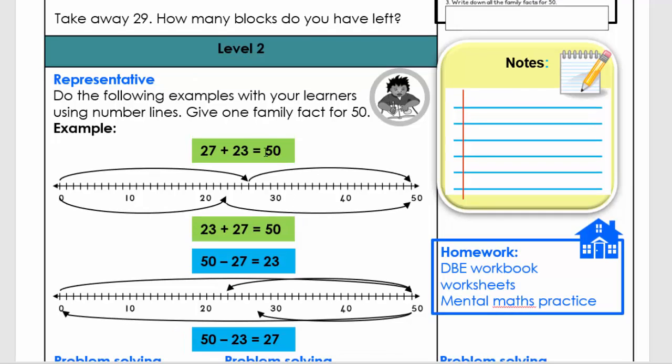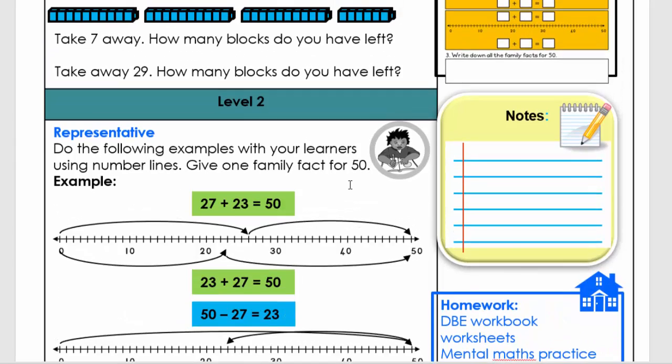Remember again that we need to include addition and subtraction, because later on they're going to learn that addition and subtraction are inverse operations. So the inverse operation of addition is subtraction. They don't need to know the words at the moment, they rather need to understand it.